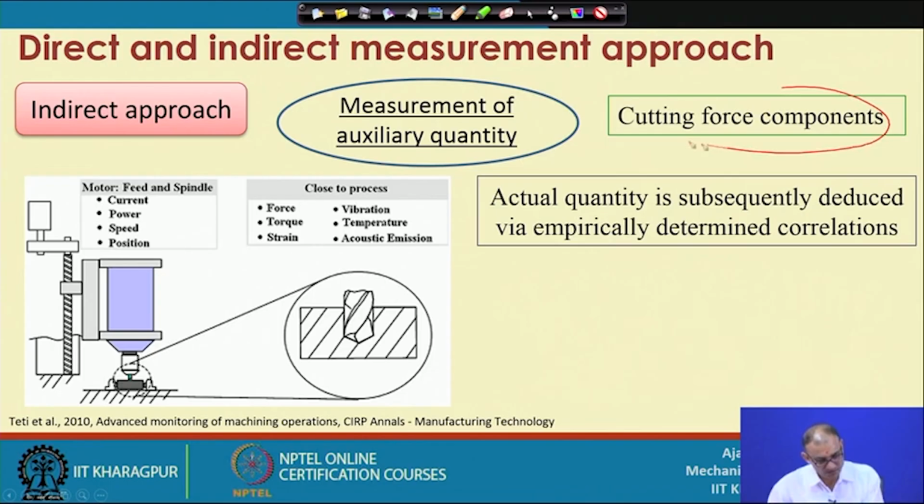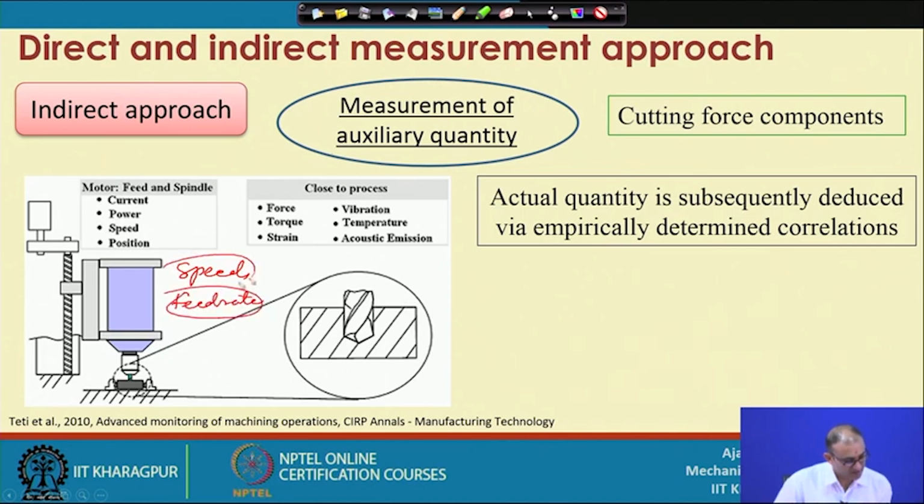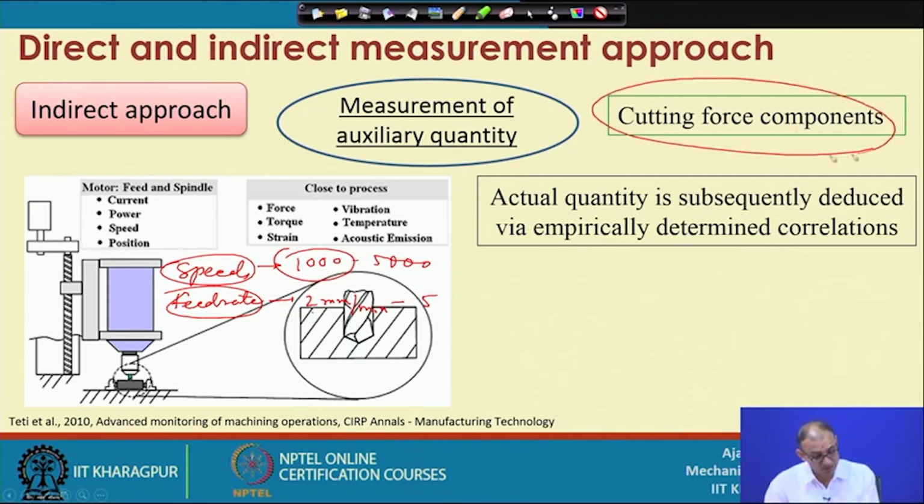Here you measure the cutting force, and you change two different parameters. Suppose you change the speed, say from 1000 rpm to 5000 rpm, one at a time, and then you change the feed rate from 2 mm per minute to 5 mm per minute. You select these parameters and make changes 2, 3, 4, 5 like that, and every time you get one force signal. Then you create an empirical formula: if you operate at this particular feed, speed and depth of cut, these are the force readings.